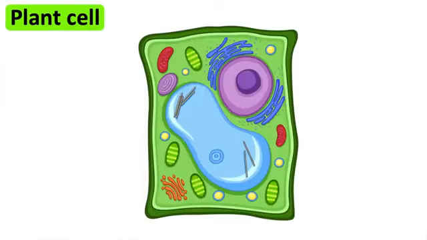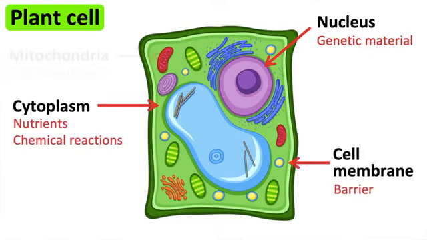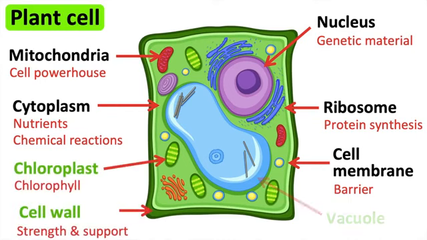Plant cells usually have a regular shape. They contain a nucleus, cell membrane, cytoplasm, mitochondria, and ribosomes. However, they also contain other structures that are only found in plant cells. These include cell wall, chloroplast, and vacuole. The cell walls are made from cellulose fibers. The cell wall surrounds the cell membrane. It strengthens the cell and provides support for the plant.